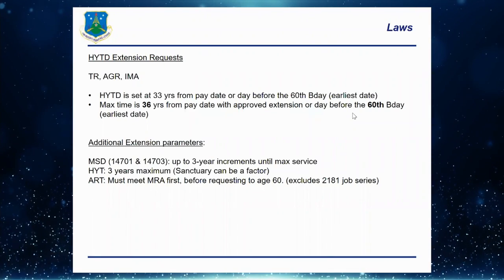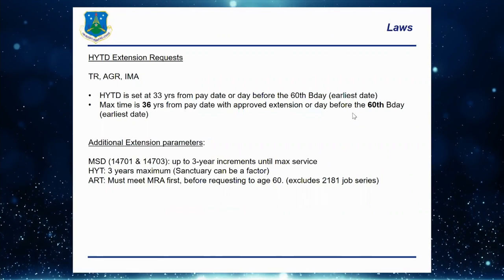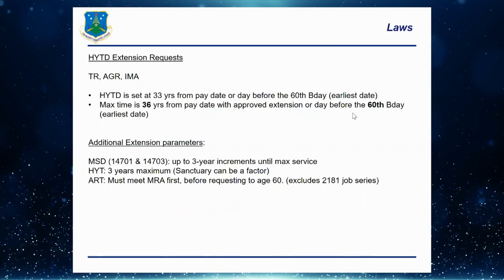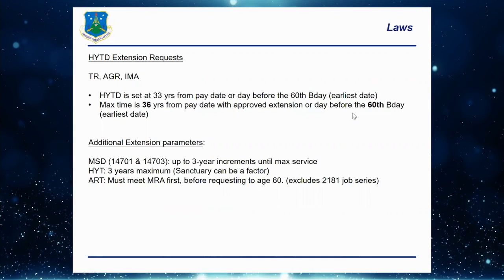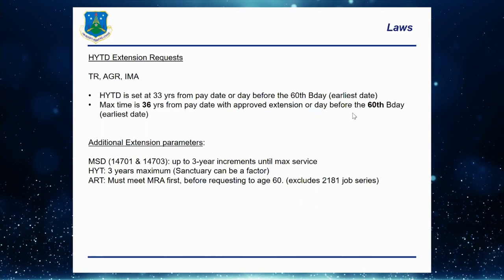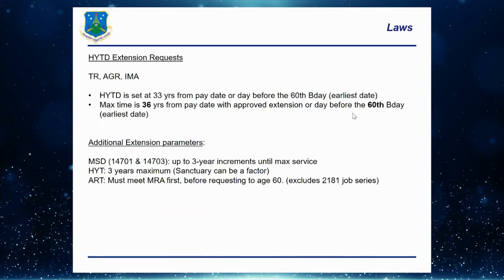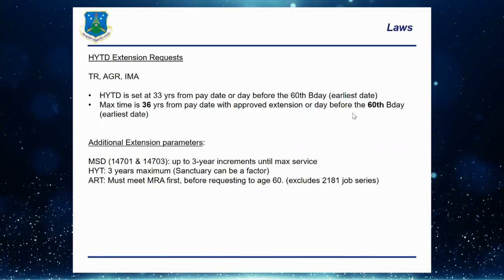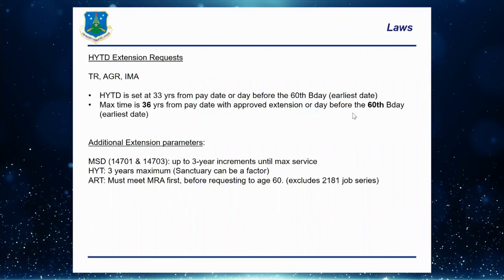you can do those in 3-year increments until their max service. For instance, you can take 3 years here, 3 years there, and you can take as many until your maximum service, which is the tables a couple slides before. For HYTs, they only get 3 years maximum. This is it. There's no 3-year increments. They could take 3 years, but that's all they get.